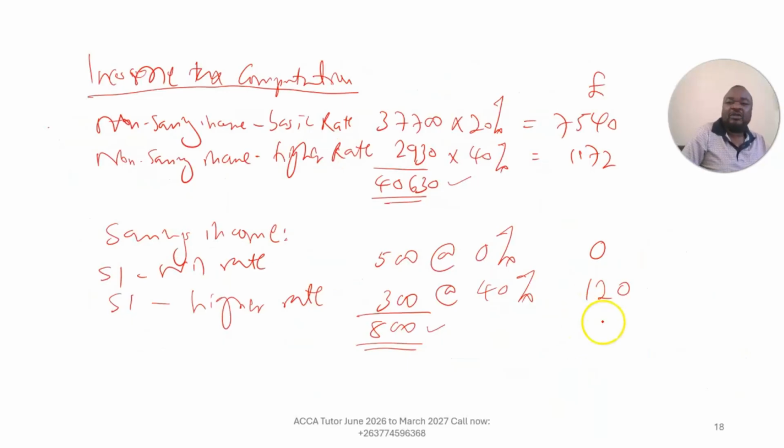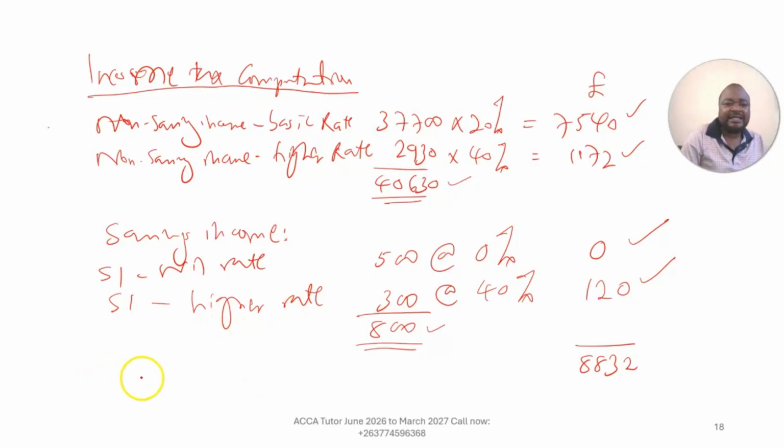Good. So you then have to add up these figures: 7,540, 1,172, 0, 120. Adding this up, let me just do the computation here. That's 8,832. 8,832.